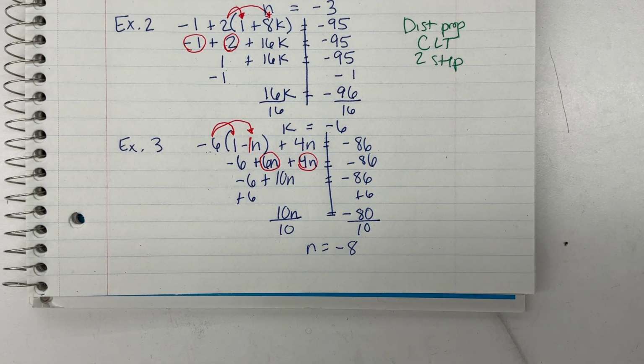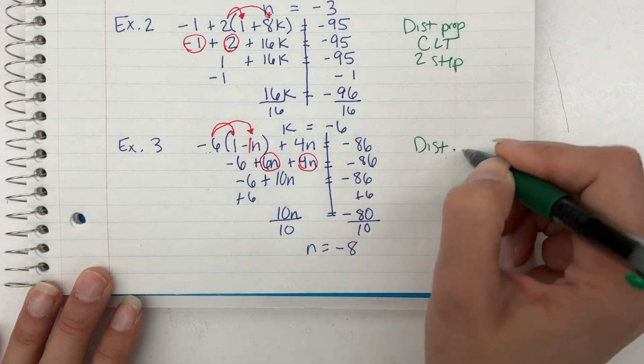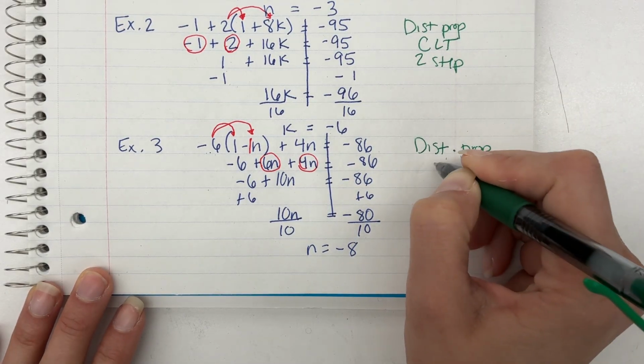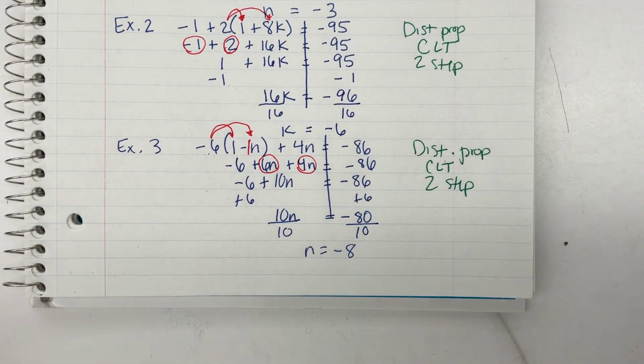Hopefully you tried that one on your own. You saw that we did the distributive property. Then we did combining like terms. Then we did the 2-step.